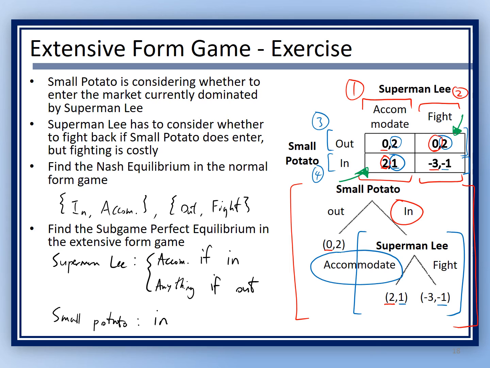Notice that in this case, there's once again a first mover advantage. Small potato, moving first, chooses to force Superman Lee's hand and enter. What if you switch the order and Superman Lee moves first? You can actually try drawing out the game.